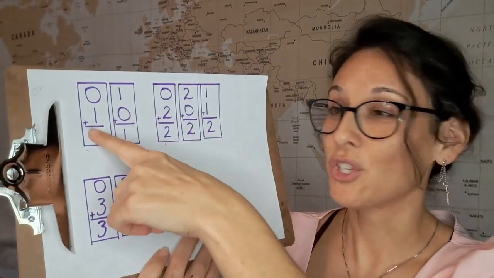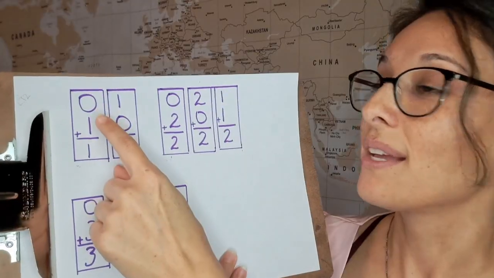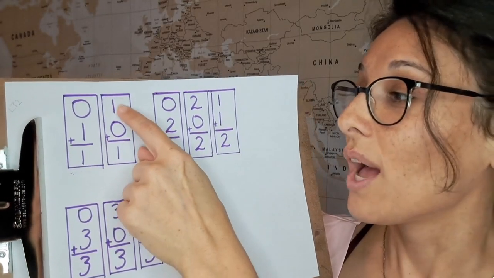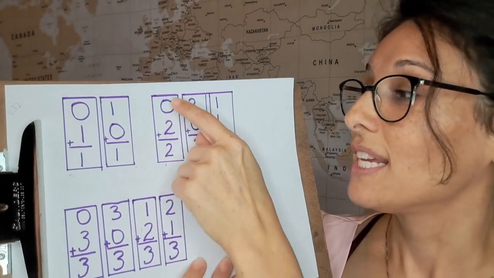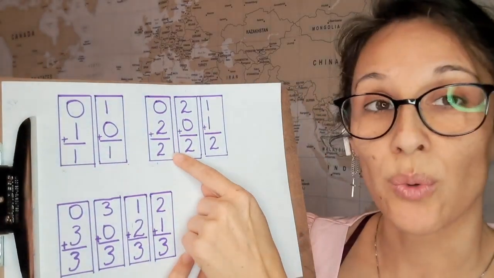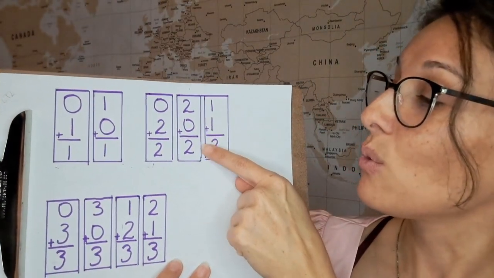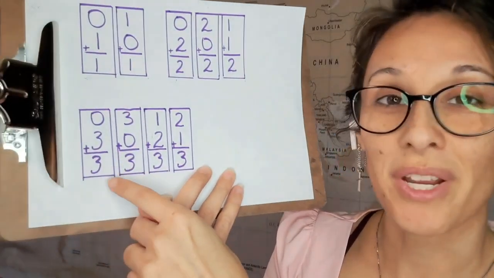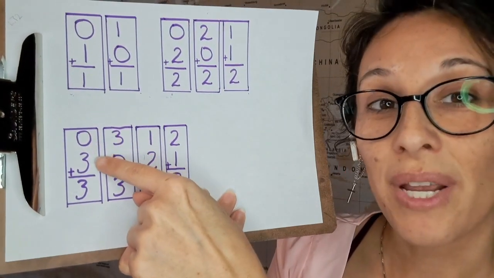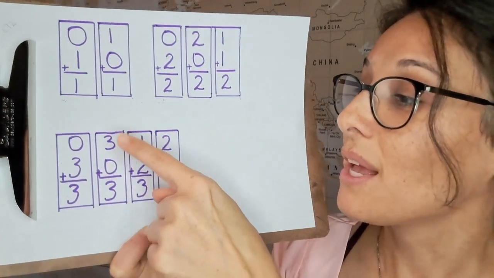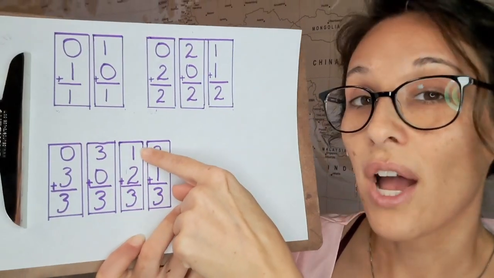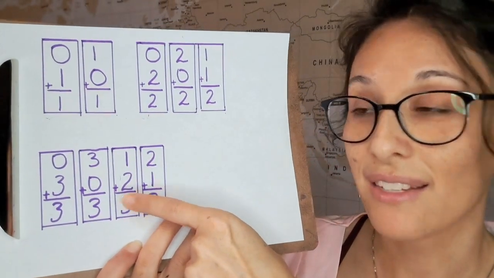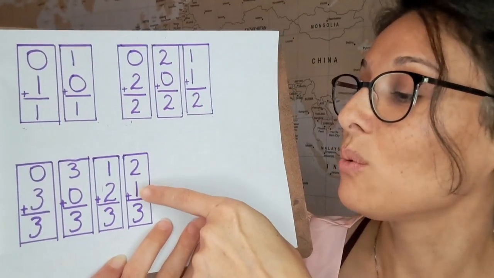Okay, let's say them together starting here. Ready? 0 plus 1 equals 1. 1 plus 0 equals 1. 0 plus 2 equals 2. 2 plus 0 equals 2. 1 plus 1 equals 2. Now the 3's. 0 plus 3 equals 3. 3 plus 0 equals 3. 1 plus 2 equals 3. Last one. 2 plus 1 equals 3. Good.